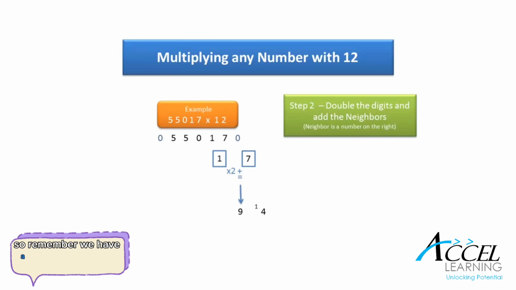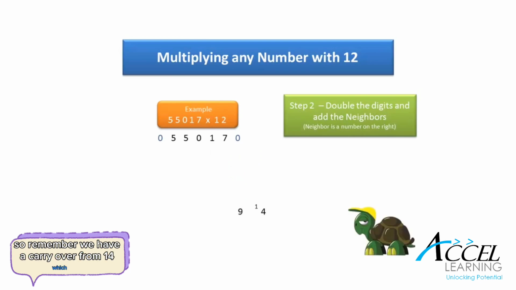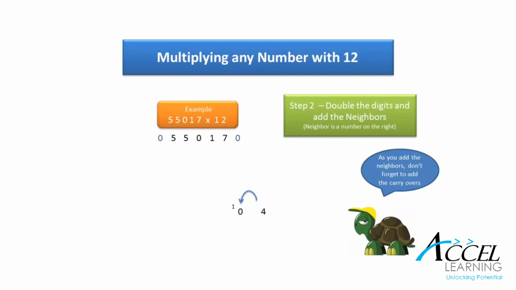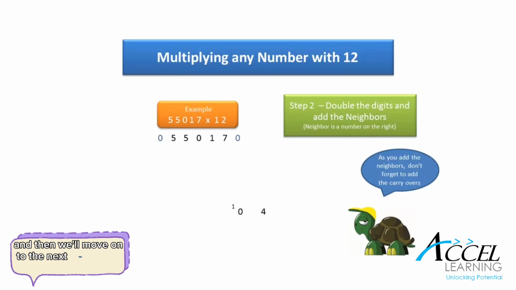So remember, we have a carryover from 14, which is 1. So as you add the neighbors, don't forget to add the carryovers. So 9 plus 1 equals 10, which will also have another carryover. And then we'll move on to the next digit, 0 and 1. So 0 times 2 equals 0, plus 1 equals 1, plus the carryover 1 equals 2.